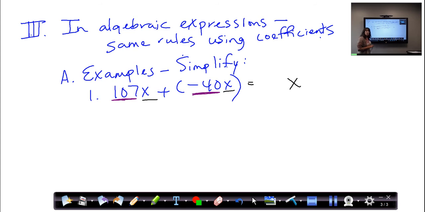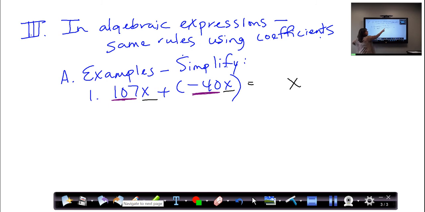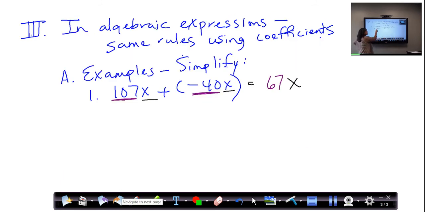Signs are different. Remember, when signs are different, we said that what I do is take the smaller digit from the larger digit. So I'm going to take, and I'm totally ignoring the signs, the 40 from the 107, and that's a difference of 67. And then we said what we're going to do is we're going to take the sign of the larger digit. The larger digit here is 107. It's positive, so my answer is going to remain positive, and you don't have to show the plus. All right, 2 more examples.